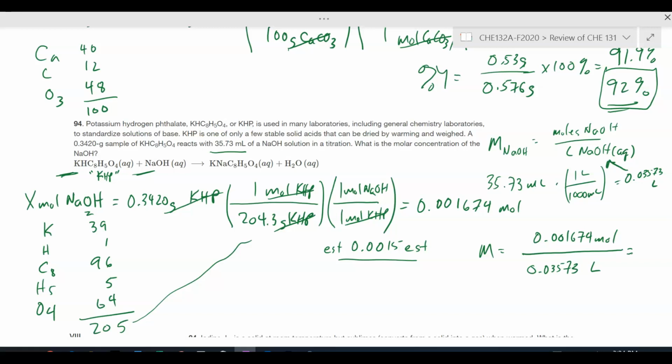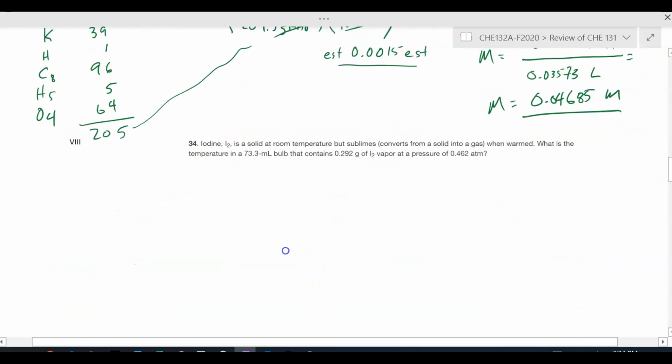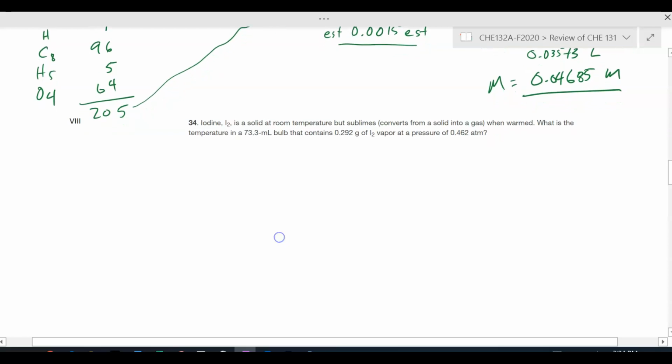And that comes out to be a molarity of 0.04685 molar is, I think, what we can claim is a correct answer for that one. All right, so that's reaction stoichiometry with the volumes involved, volumetric analysis it might be called. All right, 34 takes us into Chapter 8, which is about the gas laws.